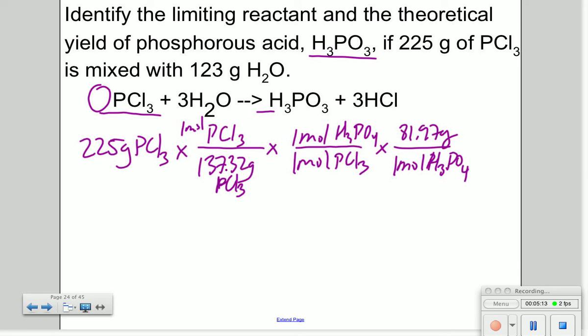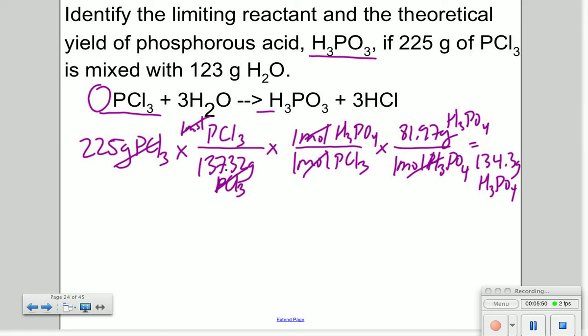Okay, notice that my units will all cancel out. Grams of PCl3 cancel out, moles of PCl3 cancel out, moles of H3PO3 cancel out, and I'm going to be left with grams of H3PO3. So multiply across: 225 divided by 137.32 times 1 divided by 1 times 81.97. I get 134.3 grams. All right, there's one stoichiometric equation done.